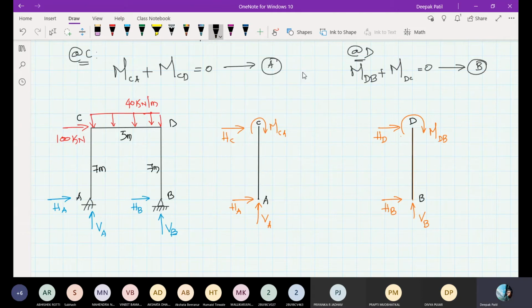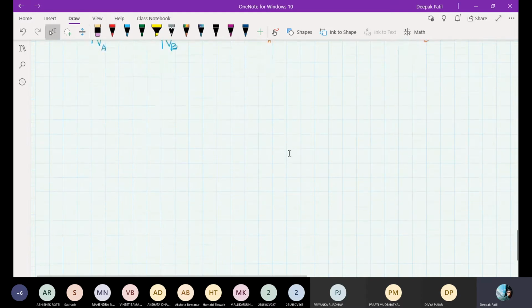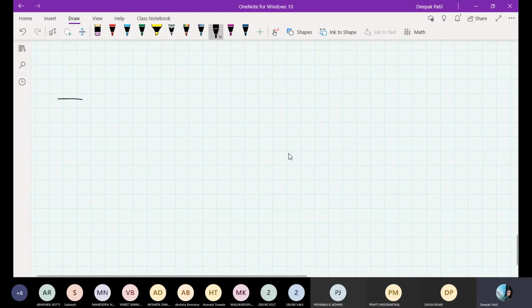Whenever you take a beam, let me assume I draw it somewhere here. If you say that it is a pin support, you know that you have horizontal and vertical reactions. Do you agree? Yes, sir. Similarly in the case of frames also, whenever there is a joint, at this joint there will be a moment, a horizontal force and a vertical force always.